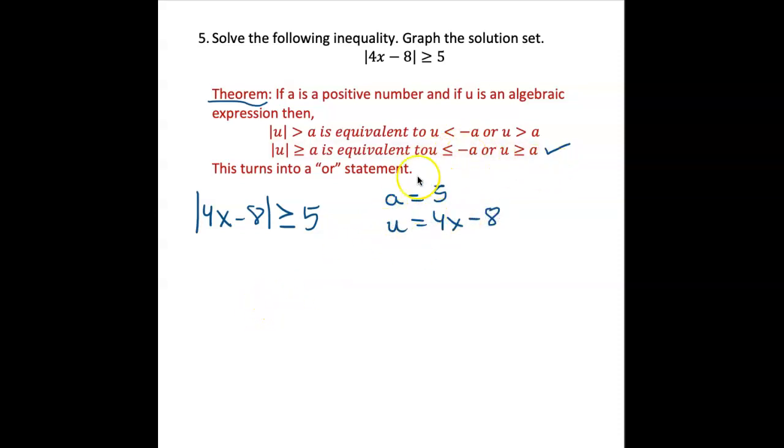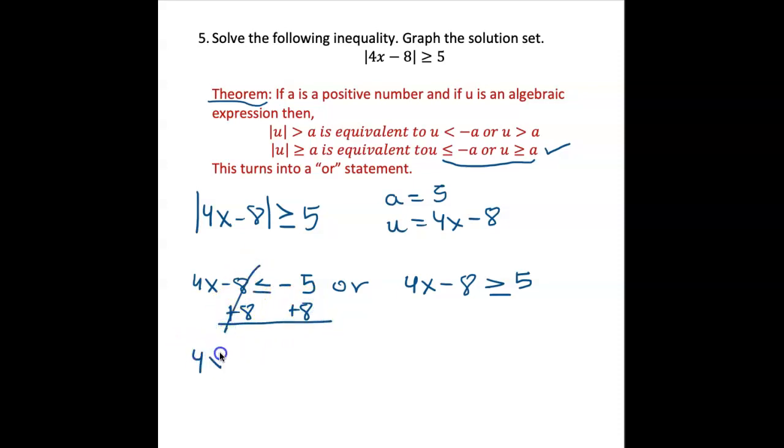Now I'm going to substitute this information into this setup right here. There's supposed to be a little space here, so just know that. So U, 4x minus 4, is less than or equal to negative A, so negative 5, or 4x minus 4 is greater than or equal to positive A, which is 5. Let me rewrite that 5 again. Now we're going to go ahead and solve.